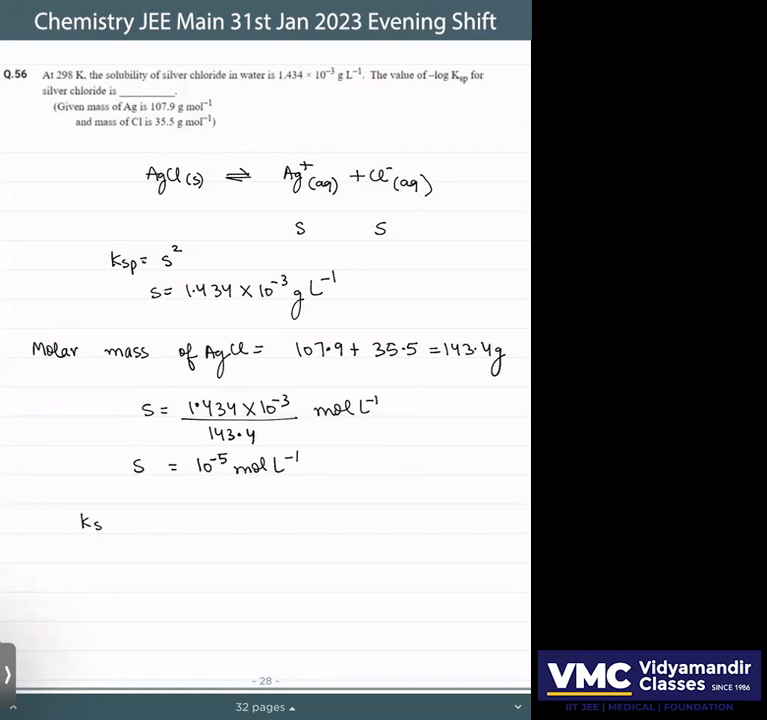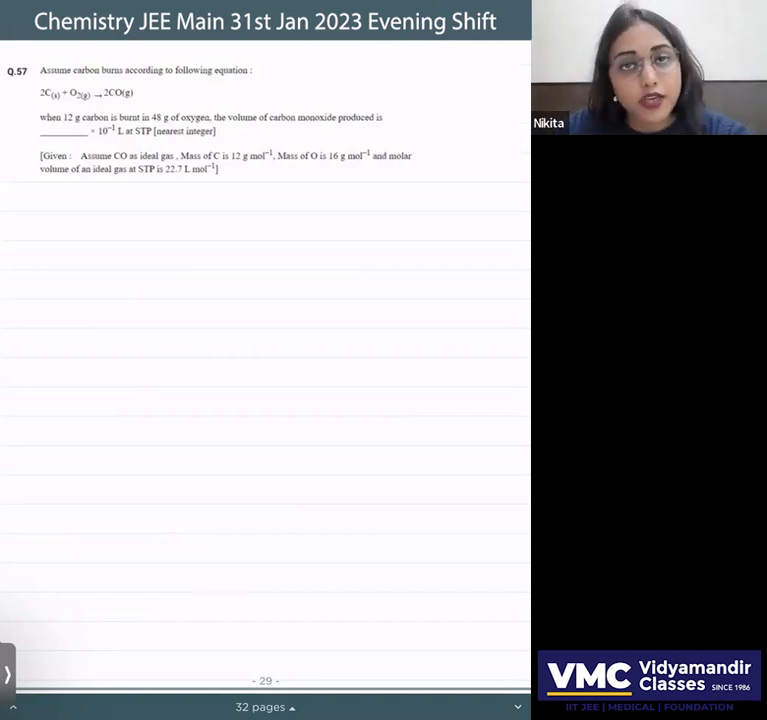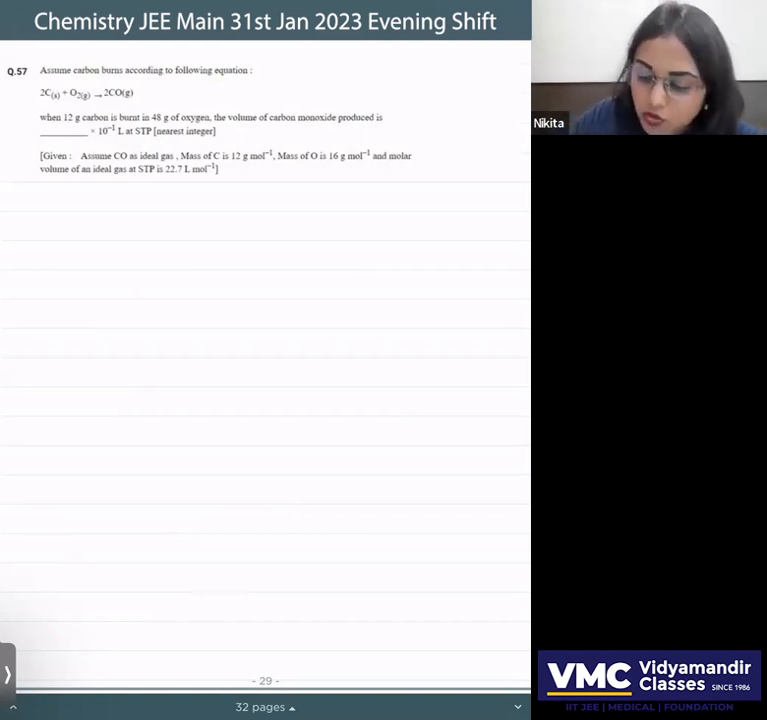Correct? We were asked Ksp. So what will be the value of Ksp? It will be S squared. So 10 power minus 5 whole squared, which becomes 10 power minus 10. We were asked minus log Ksp. If the value of Ksp is 10 power minus 10, the value of minus log Ksp is 10. They asked us the value of minus log Ksp for silver chloride, and the answer to this will be 10. Correct? Next question. Assume carbon burns according to the following equation: 2C solid plus O2 gas giving 2CO.